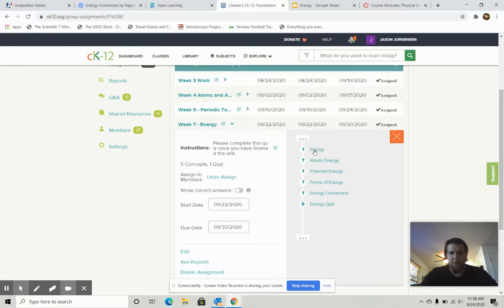And then you'll do that for each section, and then you'll have a final quiz at the end. So that's how you get those units done, or these assignments done. A lot of people are picking up the pace on it, which is great. Don't get behind too far, otherwise it'll be hard to catch up.